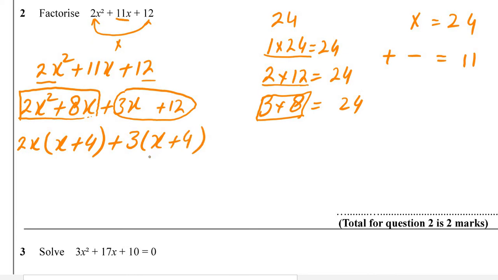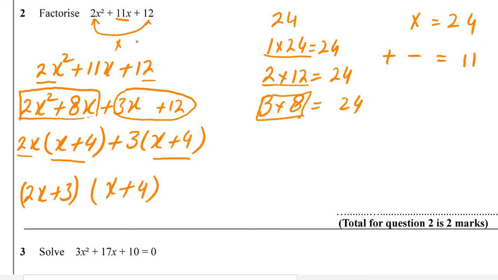There's a hint as well, guys. The expression in the bracket is x plus 4, x plus 4. So you can check whether your answer is right or wrong. If these two brackets are not the same, then this means you're wrong. So this will always be the same when you factorize it. Now the last thing, 2x plus 3, I'm going to write in the bracket, 2x plus 3 and x plus 4. That's it.